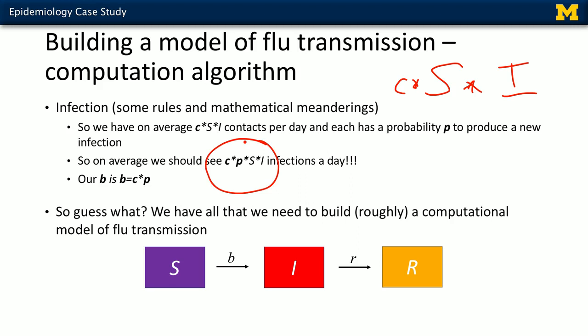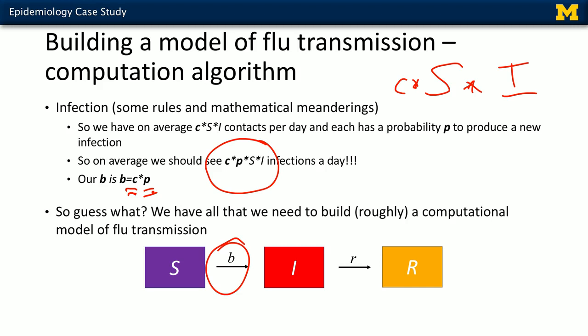So going back to our model, if that is how many infections we're going to see per day, then the B that we had in our diagram is in this case the product of those two parameters: the rate at which people meet each other times the probability that, if an S meets an I, an infection actually happens, right? Although I'm going really fast through this, and I encourage you to go back and look at the slides and review the things we're saying, in the end, we've come up with all the ingredients that we need to build a computational algorithm to simulate flu transmission using this model.